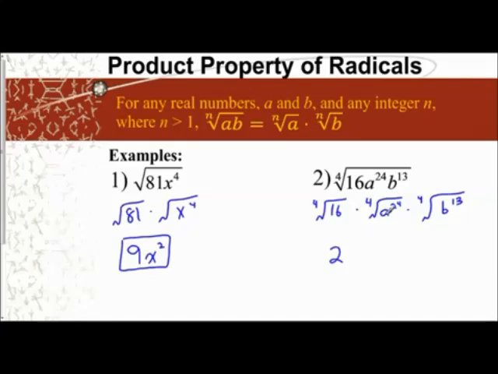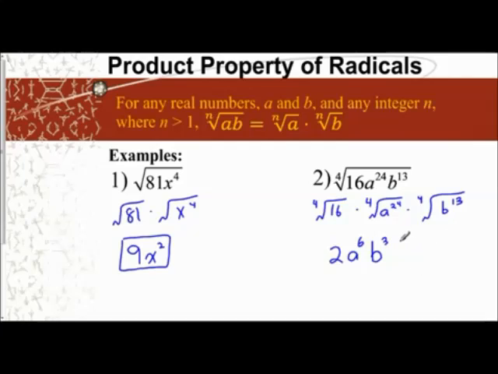So now you have the fourth root of a to the 24th. Remember, the trick is to take the exponent on the inside, divide by your root. So 24 divided by 4 is 6, with no remainder, so nothing remains inside. You have an a to the 6 on the outside. How many times does 4 go into 13? It goes in there 3 times nicely. So b cubed comes outside.